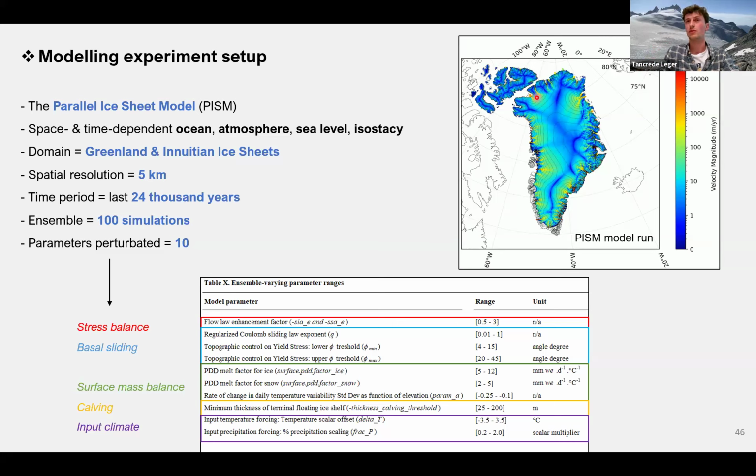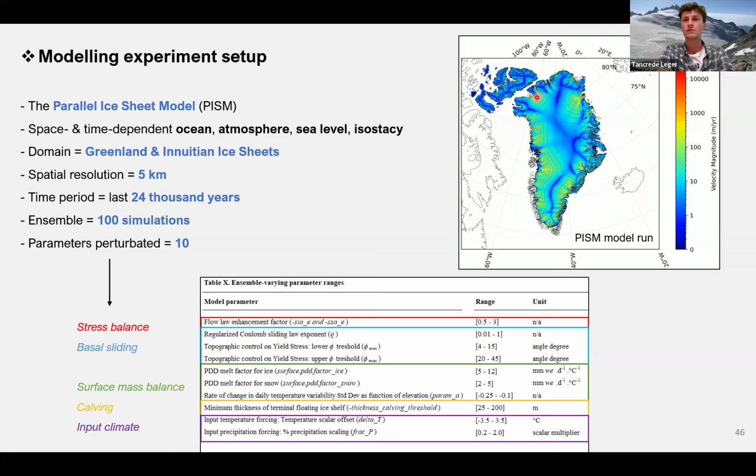Here, we use a spatial resolution that is homogeneous through the grid. It doesn't have any refined meshes, and it's a 5-kilometer grid. So when it comes to running an ensemble, this is an unprecedented high resolution for this domain. And we model over the last 24,000 years.